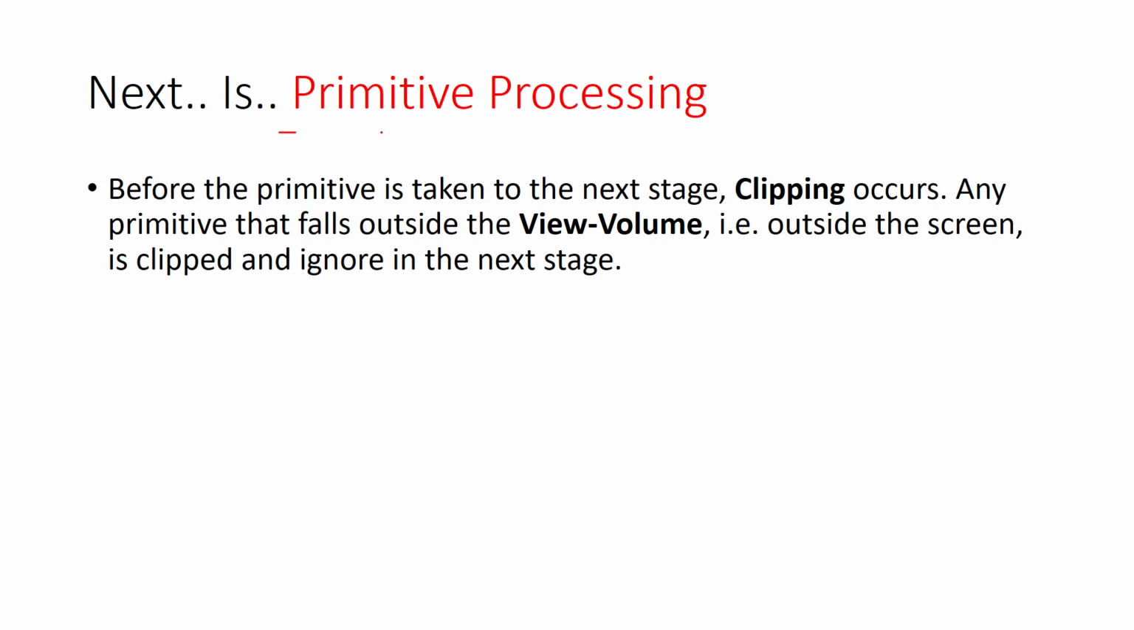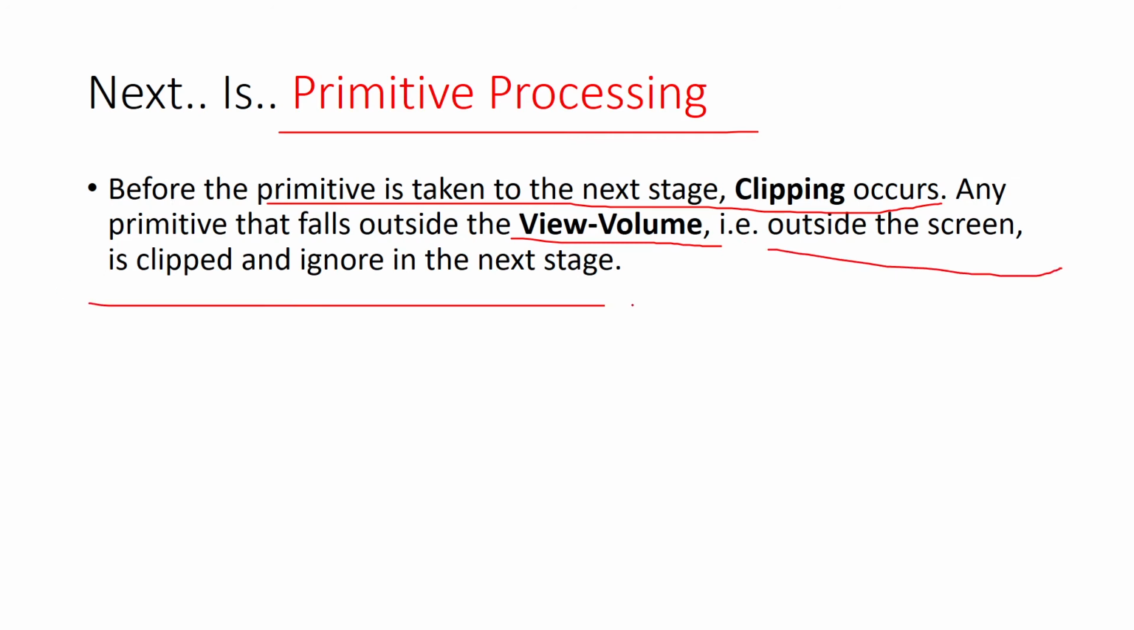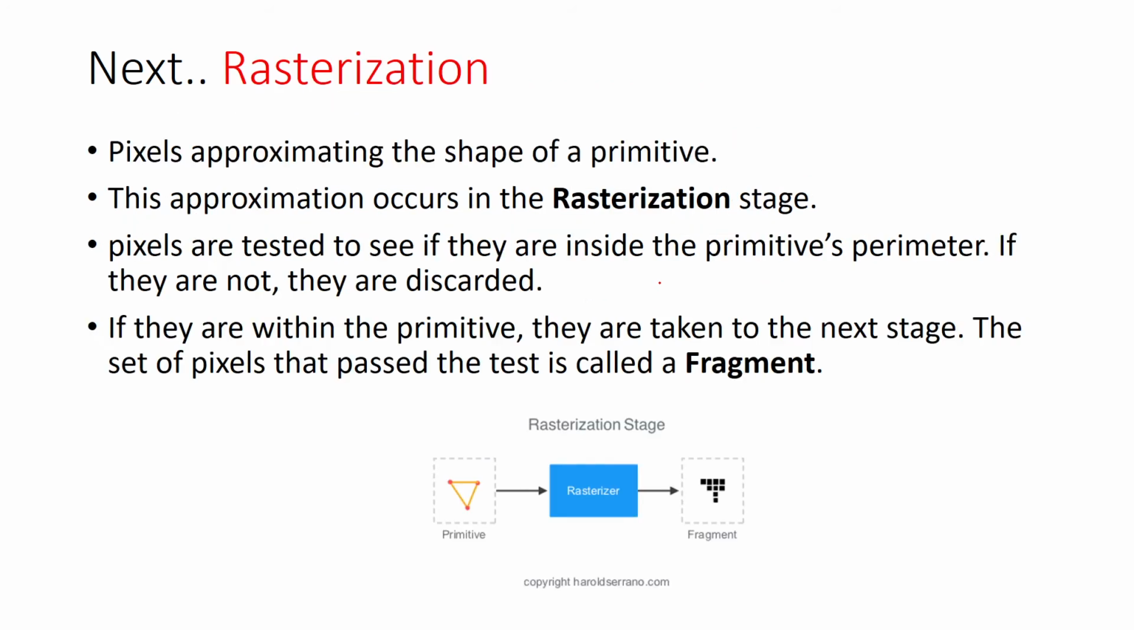Next is primitive processing. Before the primitive is taken to the next stage, clipping occurs. Any primitive that falls outside the view volume, i.e. outside the screen, is clipped and ignored in the next stage.